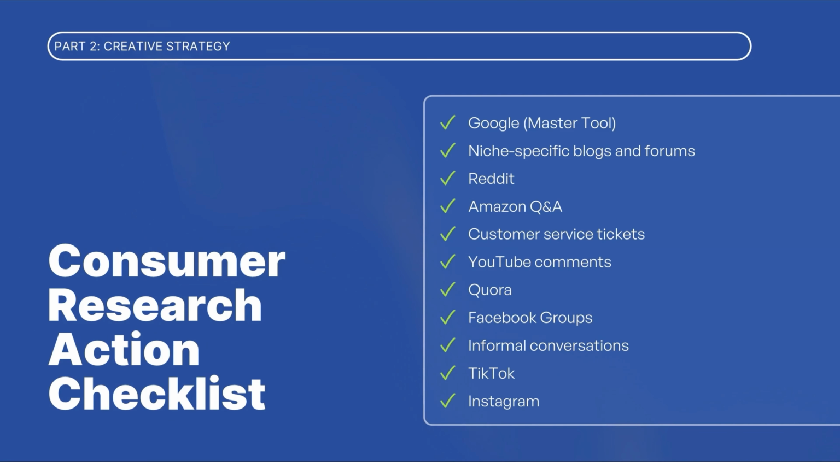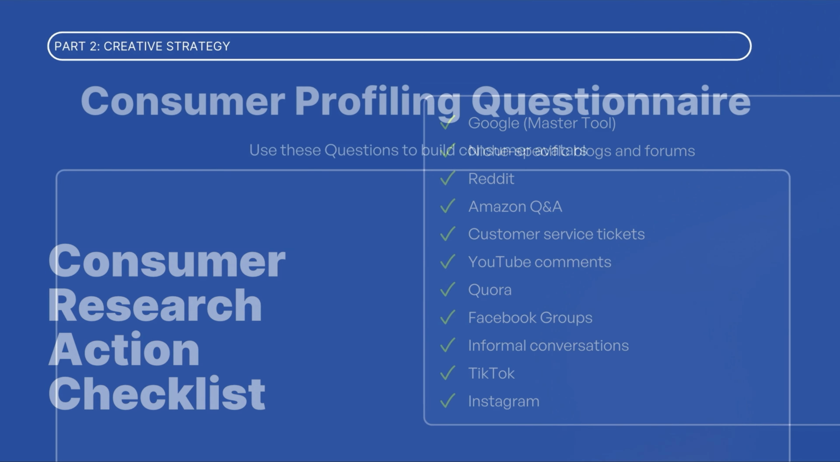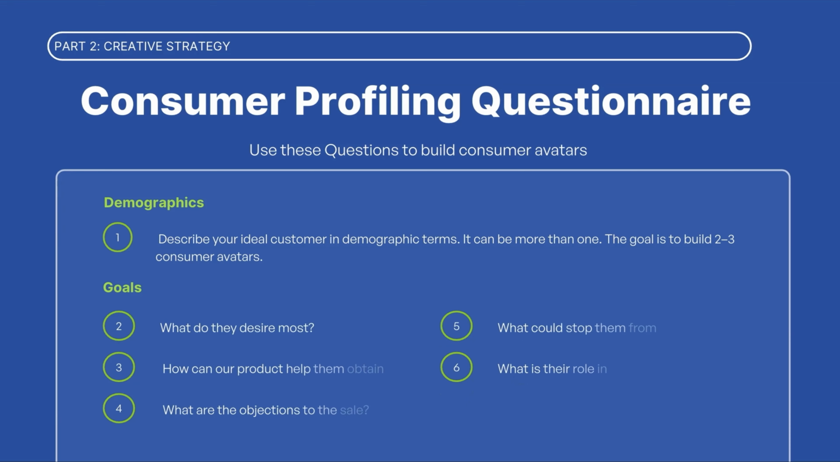Reddit. Because it's anonymous, people speak freely. Find your niche subreddit and look for common concerns, problems, and reviews. You'll see what people like, hate, and what actually adds value. You can also use Amazon Q&As, Amazon reviews, customer service tickets, YouTube comments, Quora, Facebook groups, TikTok and Instagram, and informal conversations. Your goal is to find common problems across all of these mediums. Same as in Module 1, you can use the Consumer Profiling Questionnaire to discover a lot about your prospect, or at least to point you in the right direction.